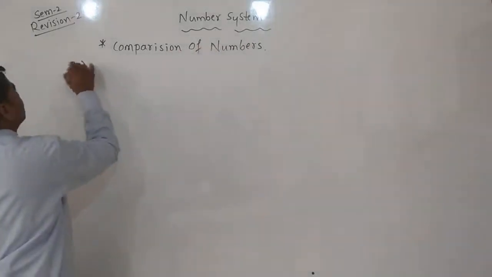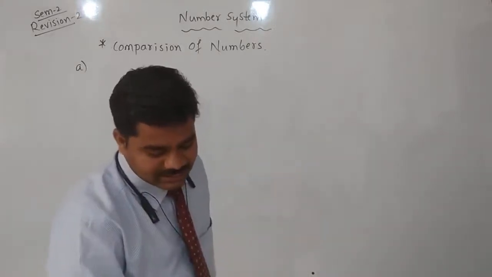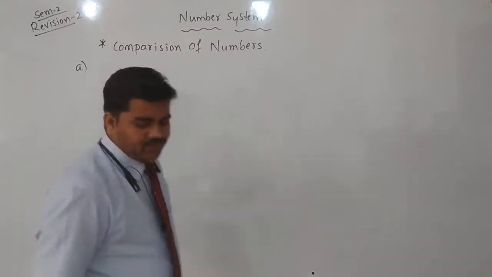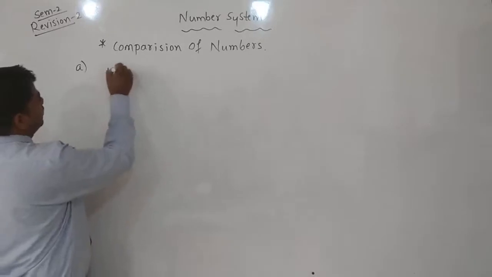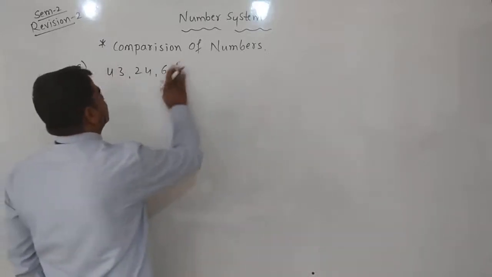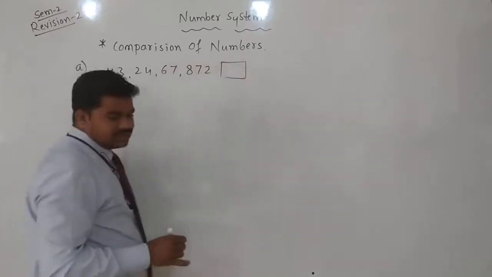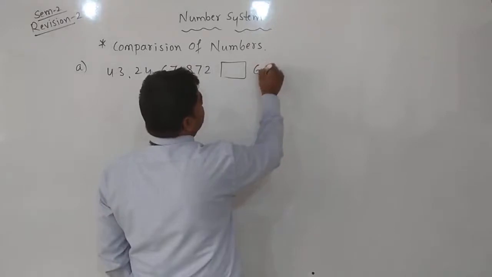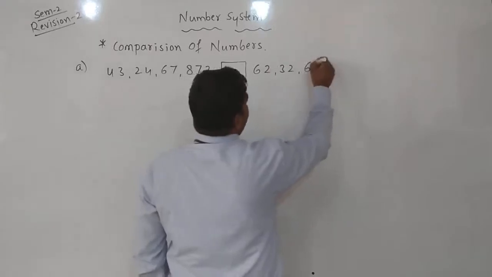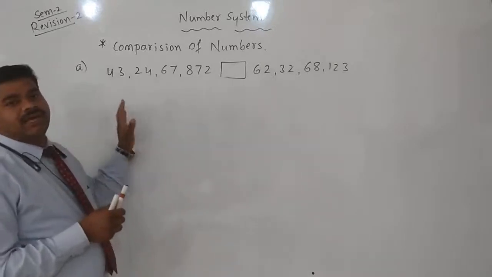Here first we will take the Hindu Arabic number system. According to the Hindu Arabic number system, some numbers we will take. 43 crore 24 lakh 65,000 67,872. Compare with the number 62 crore 32 lakh 68,123. Very simple. First you have to compare with the bigger value, bigger place.